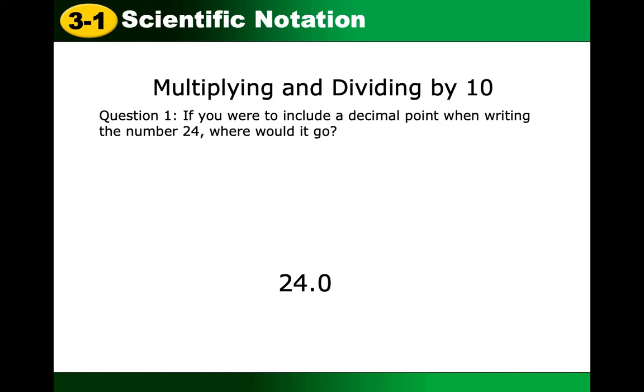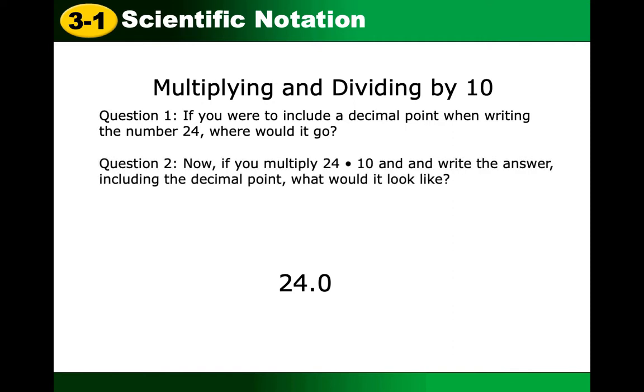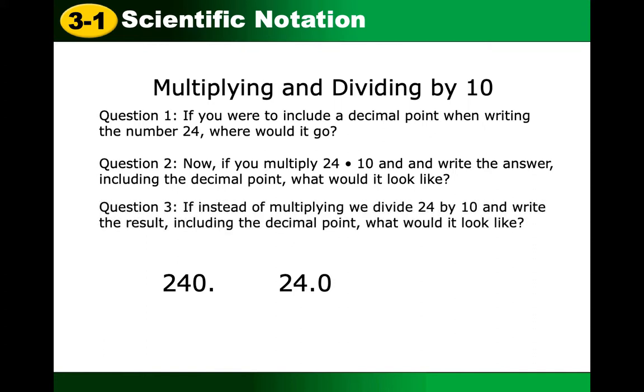Question number 2. If we were to multiply that 24 by 10 and write the answer, including the decimal point, what would it look like? Well, it would look like this, 240.0, and we might include a 0 after that. We might not in this case. And then if you were to divide 24 by 10 and write the result, including the decimal point, which you would have to have, what would it look like? Well, it would be 2.4.